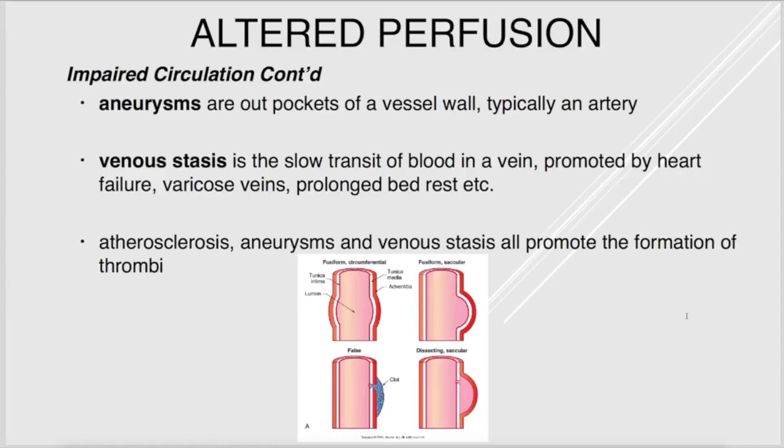Now, all of these things I've talked about, venous stasis, aneurysms, atherosclerosis, all promote thrombus formation. These are things that promote the formation of clots. And this is bad because, of course, if those clots get moving, they can end up in the lungs if one lands in the right side of the heart, or it can end up in the brain if it's in the left side of the heart.